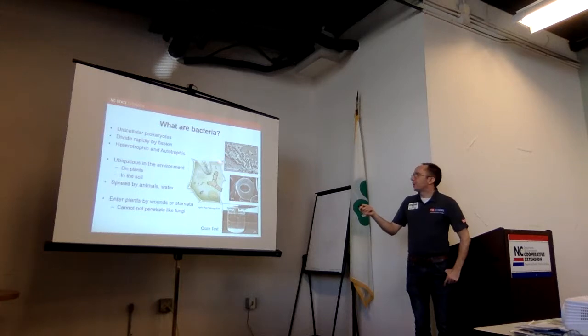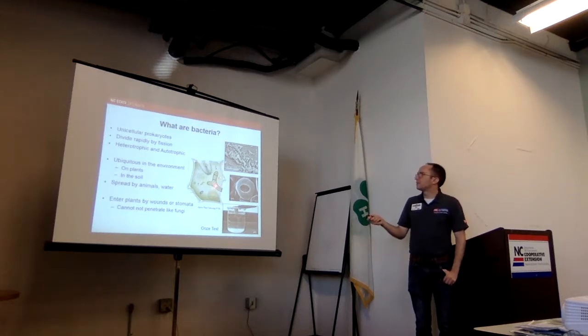They're very tiny. This is a plant cell, just for size comparison. This is a fungal hyphae that's infecting the plant cell. It's a very small hyphae. And then here's a bacteria for comparison. They're orders of magnitude smaller than eukaryotic plant cells.